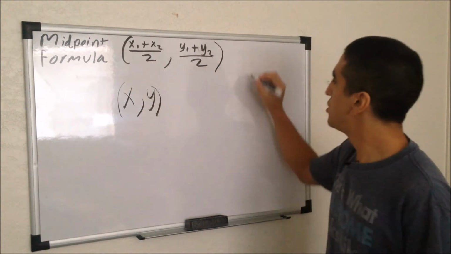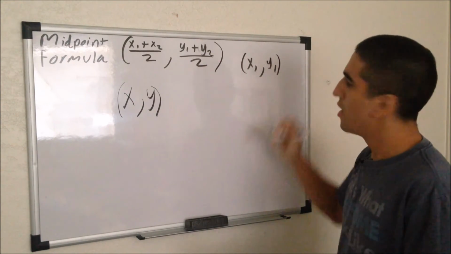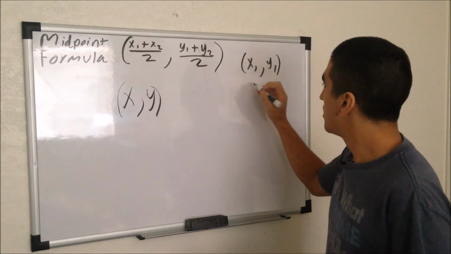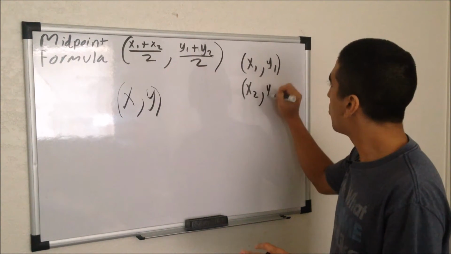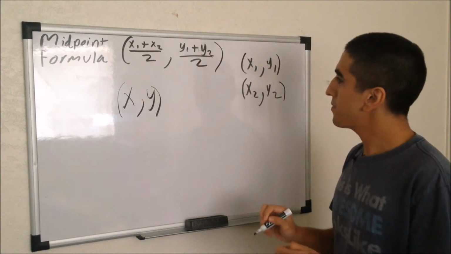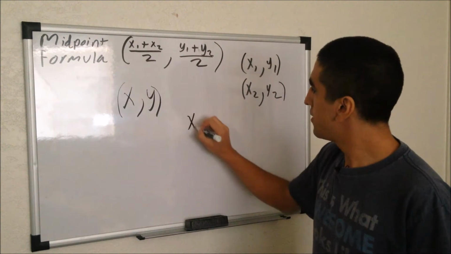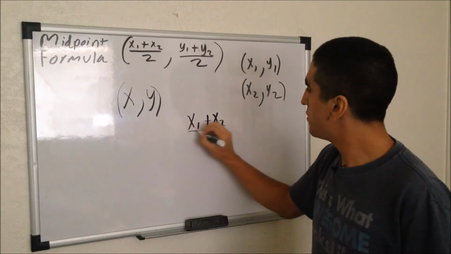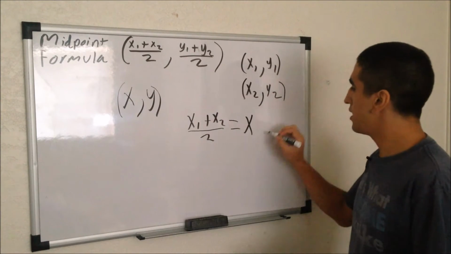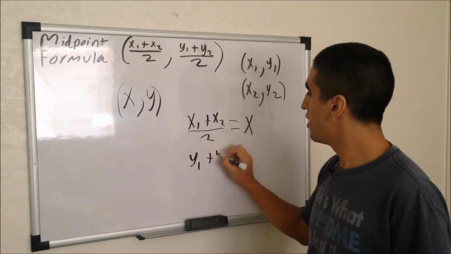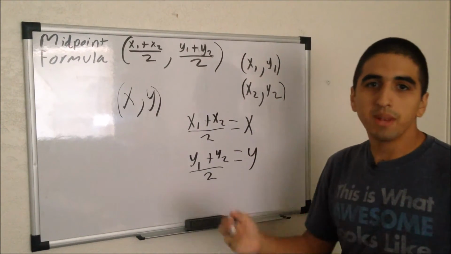It is saying that if you have 2 points, x1 comma y1, this one representing the first point, and x2 comma y2, which is the second point that we have. And it is saying that if you add the x's, let's say you add x1 and x2 and you divide by 2, that is going to give you x. And if you have y1 plus y2 divided by 2, that is going to give you y. And these x, y's are your midpoint.